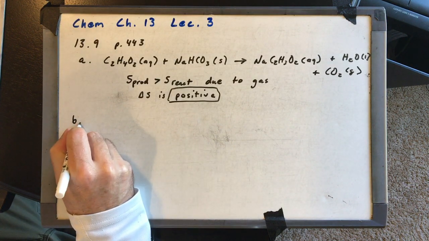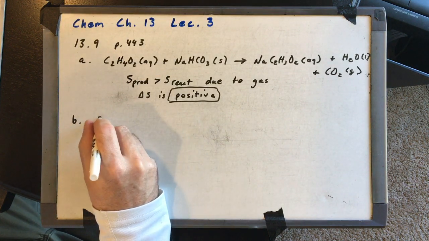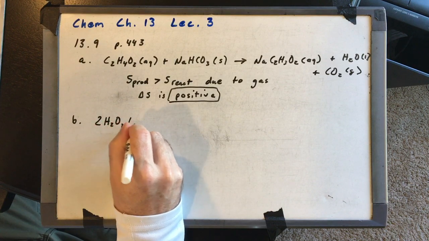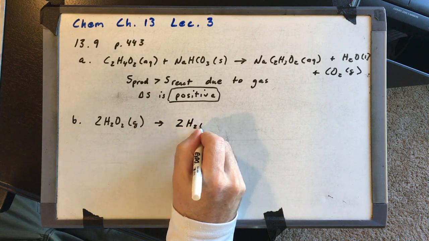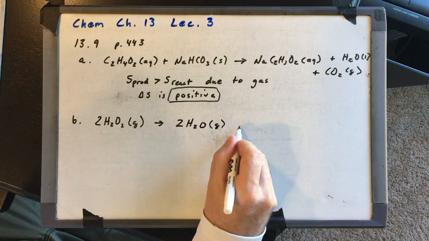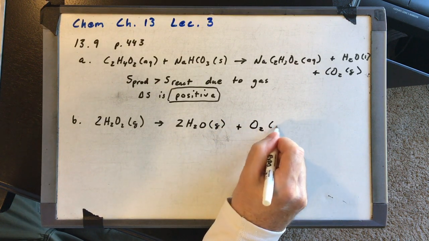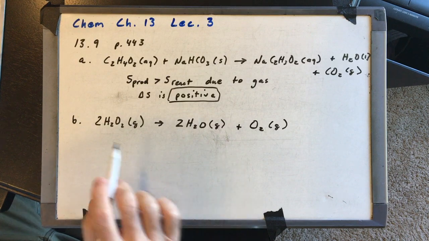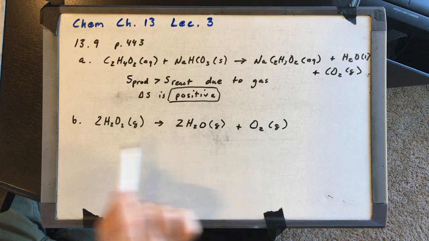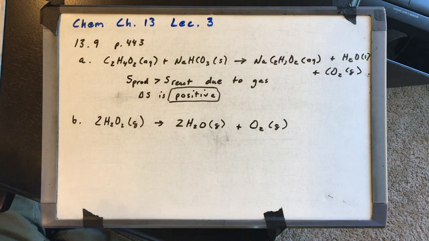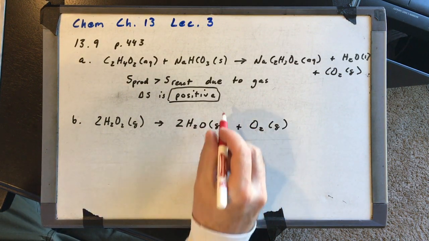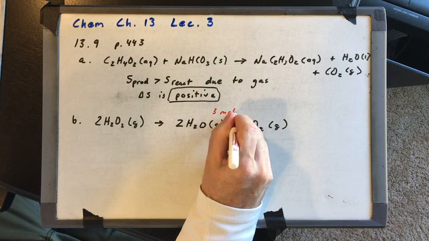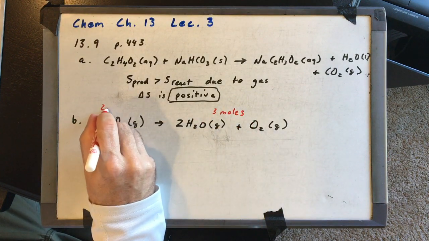All right, let's look at reaction B. We have 2H2O2, and that's decomposed into 2 moles of water and 1 mole of oxygen gas. Okay, so we've got gases all the way through. We can't look at the phases. So if the phases are the same, what you do is count up the moles. So on the right side, we have 2 plus 1. Use the coefficient. We have 3 moles. On the left side, we just have 2 moles.